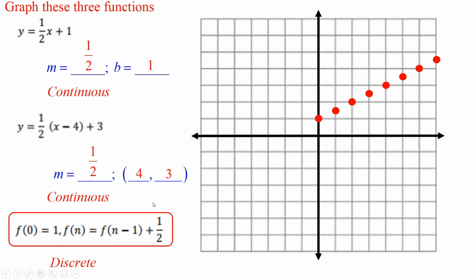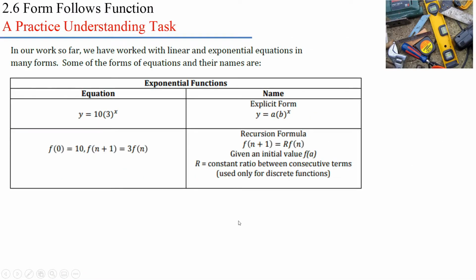All right, now we have a second chart, and look at our equations. We have an explicit equation and a recursive equation right here. And these are exponential. So the explicit form of y equals 10 times 3 to the x is y equals ab to the x power, right there.